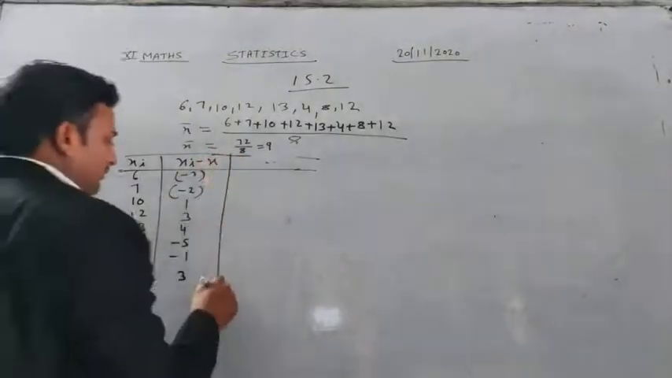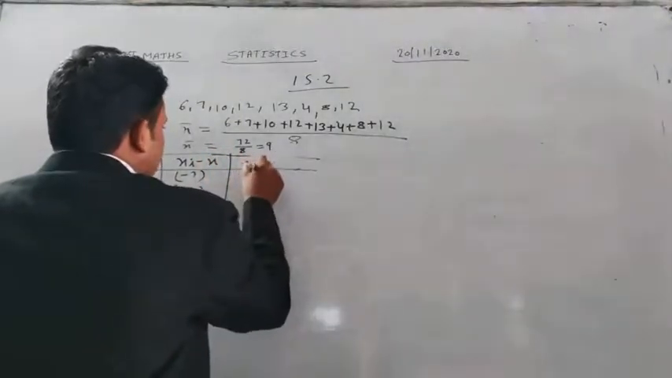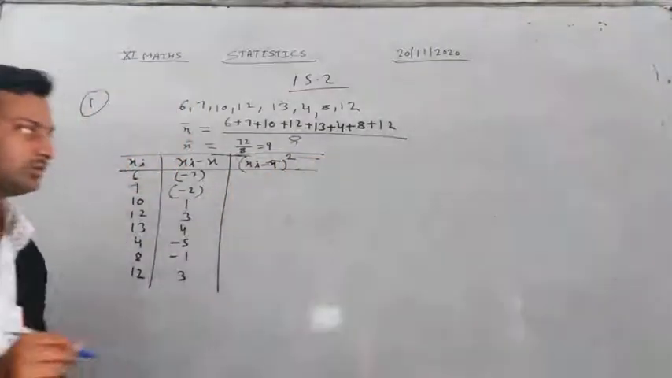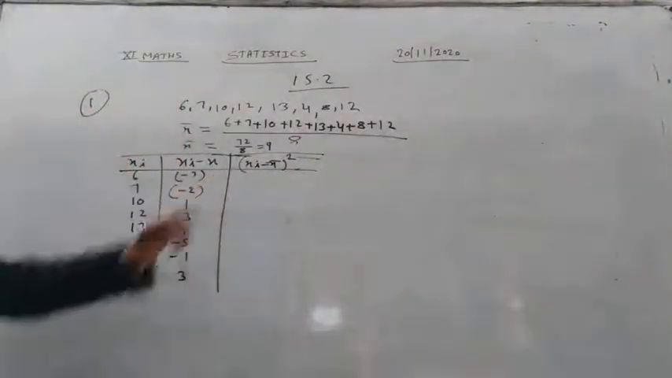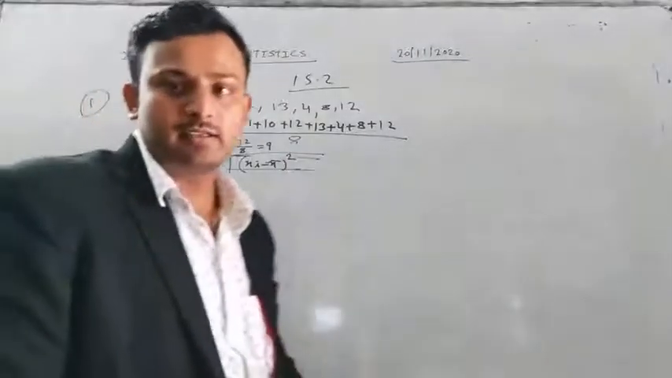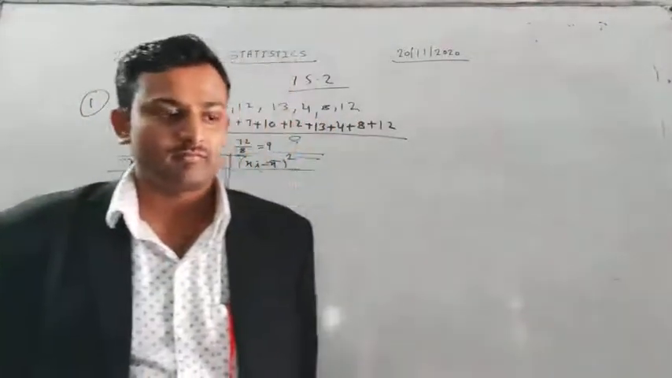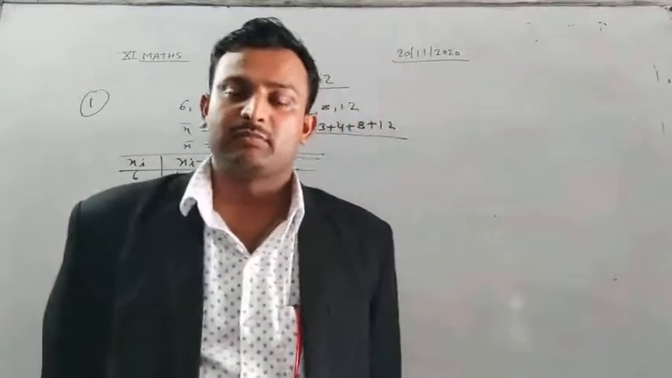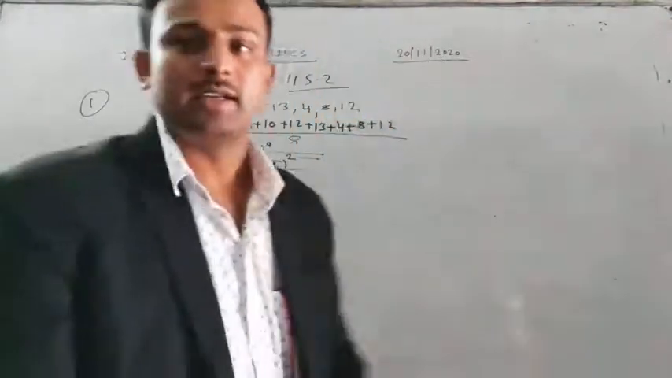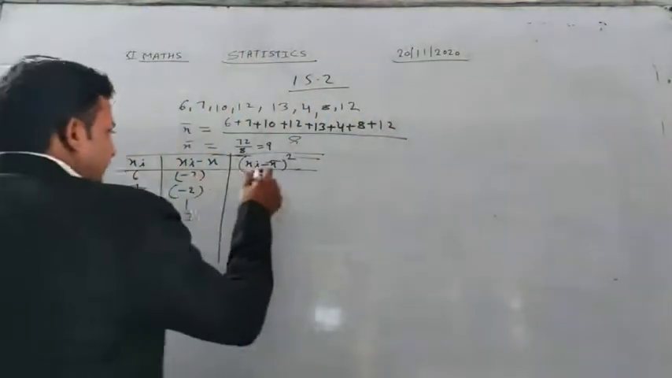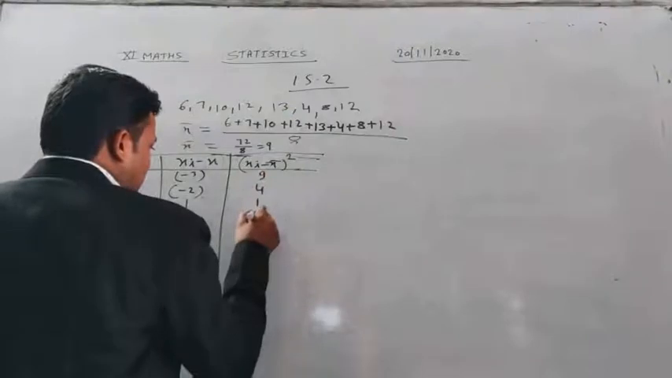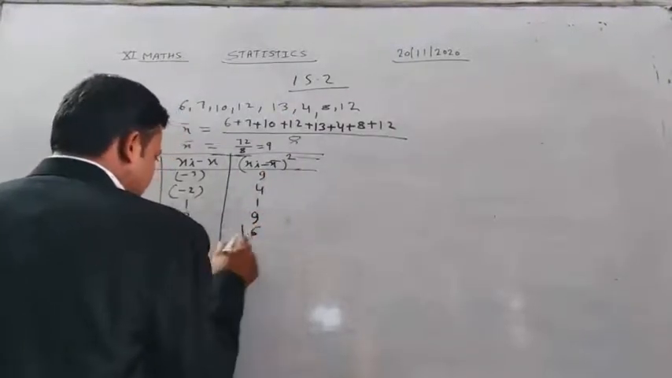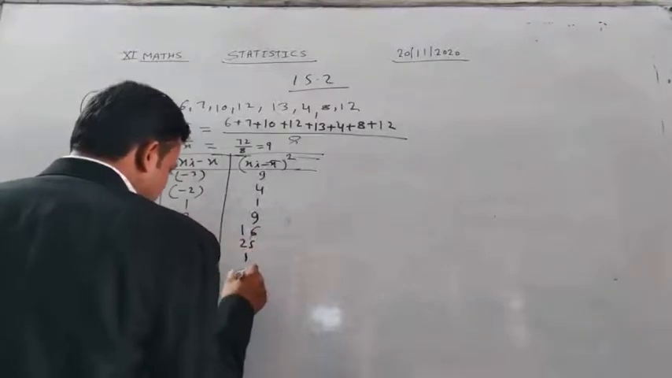Now we will find out (xi minus x bar) whole square. We will find out the square because in the formula of variance, sigma square is summation i is equal to 1 to n (xi minus x bar) whole square divided by n. So we will find out the square. This is 9, 4, 1, 9, 16, 25, 1 and 9.